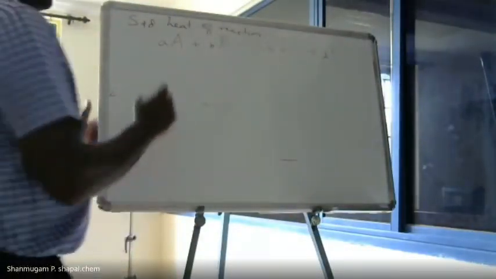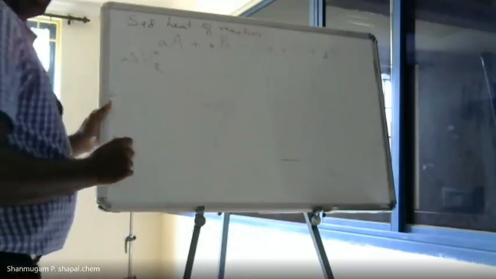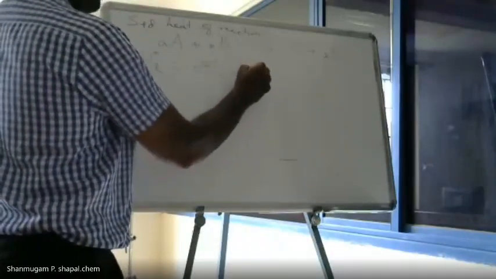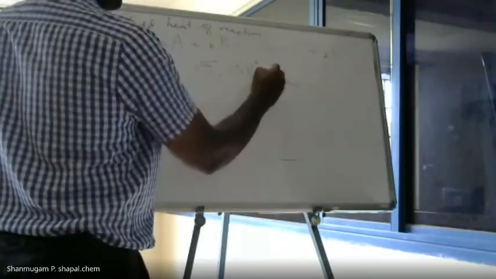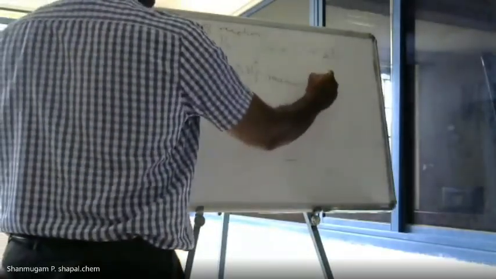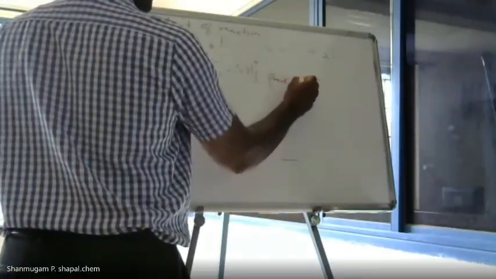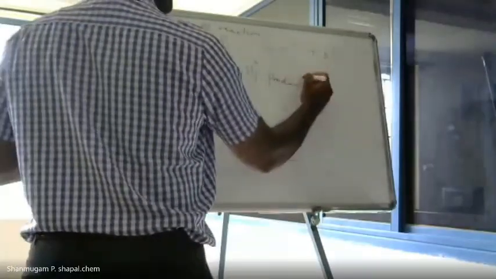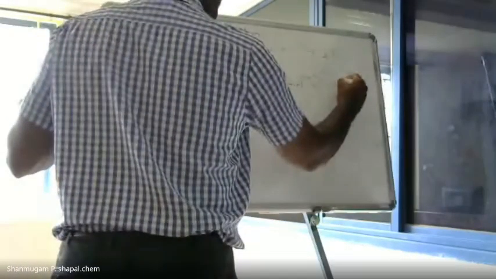If this is the case, then the actual heat of the reaction will be equal to the summation of the delta H of formation of the product minus the summation of the delta H of formation of the reactant. So this is how it is represented.